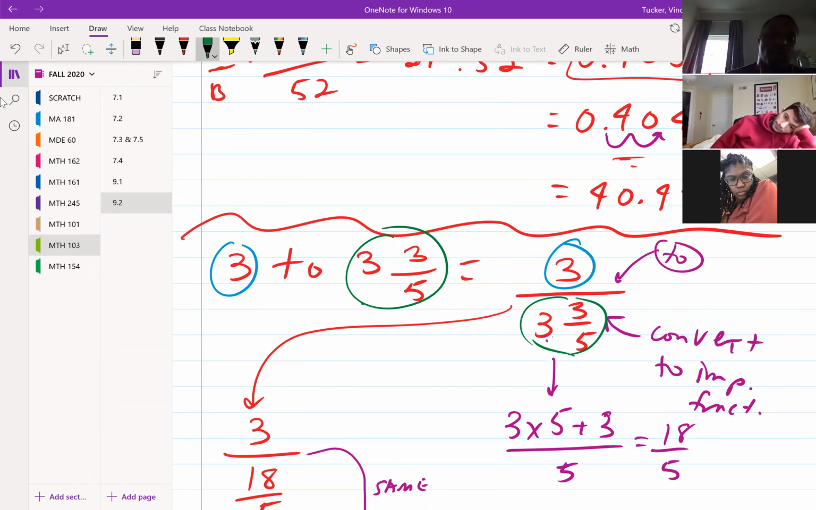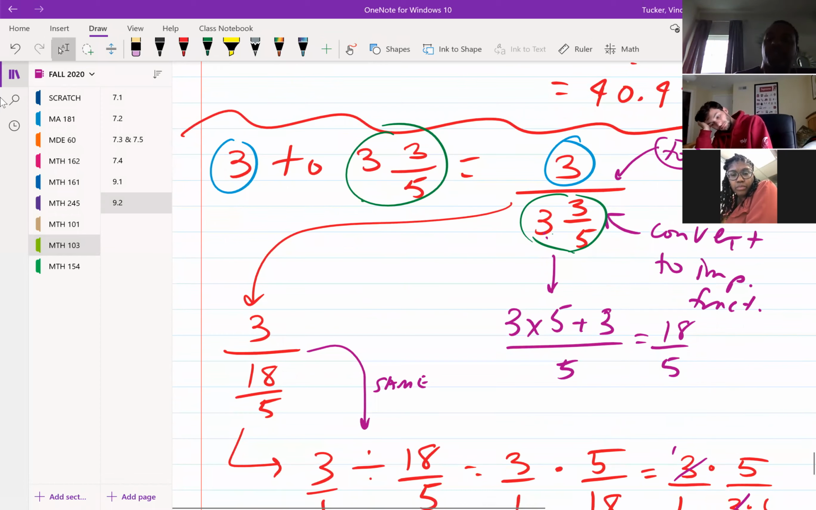So that's the whole number times your denominator plus your numerator. So that's why I have 3 times 5 plus 3. And that's divided by 5. You always keep that same denominator. And so that's 3 times 5, which is 15, plus 3 is 18. So it's 18 divided by 5. Or 18 over 5 is your fraction.